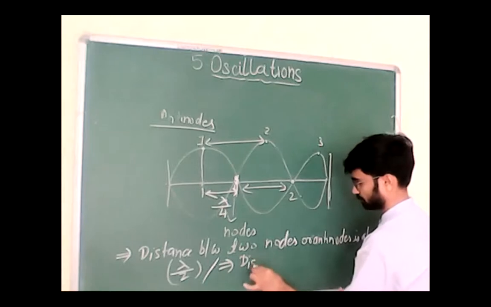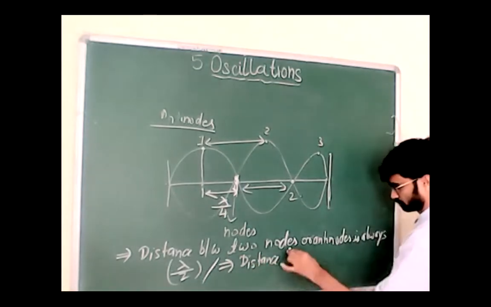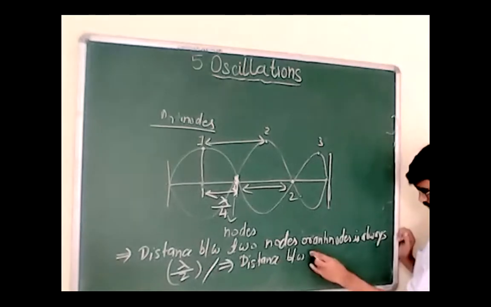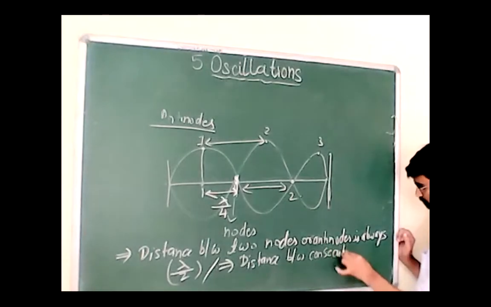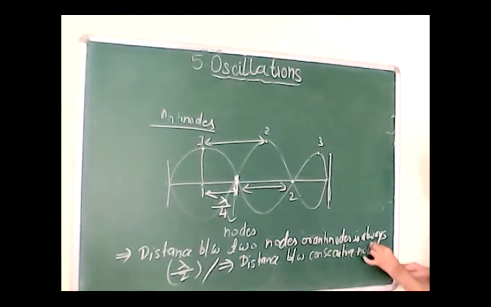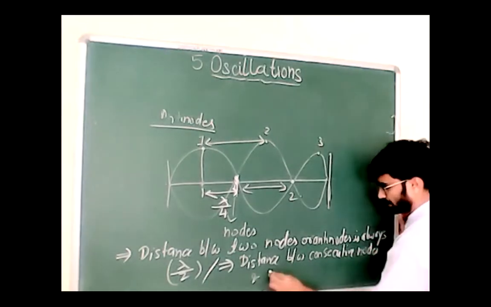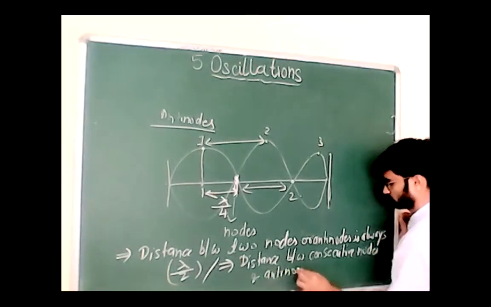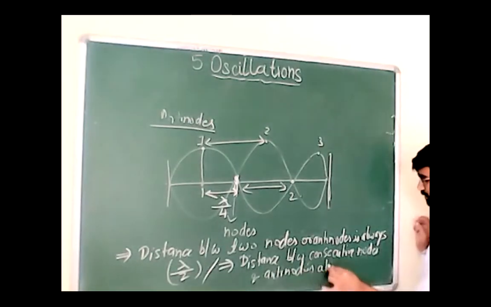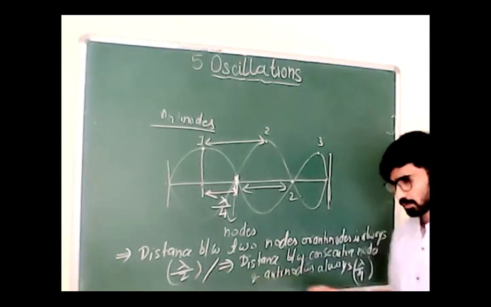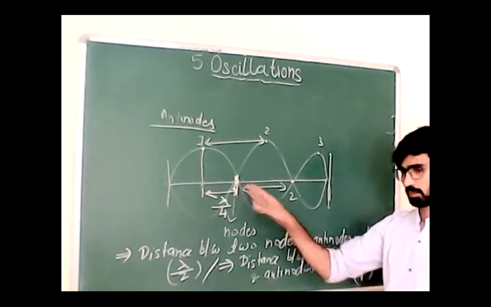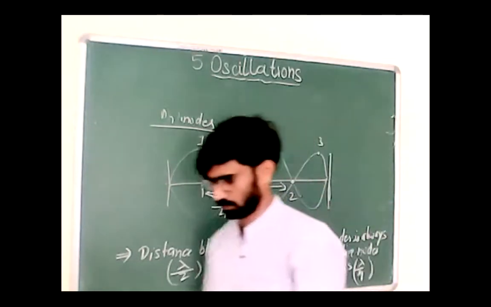So write this point also, that distance between consecutive node and antinode is always lambda divided by 4. So the distance between two nodes is lambda by 2, and distance between one node and one antinode is always lambda by 4.